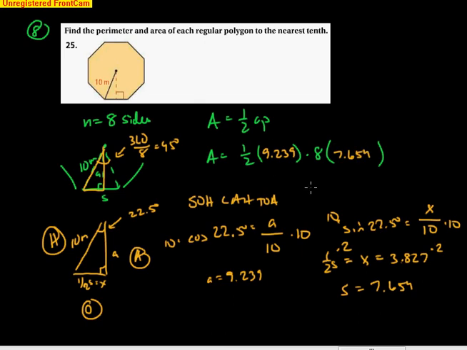So, when I plug this into my calculator, 0.5 times 9.239 times 8 times 7.654, I get 282.9. And that would be meters squared. So there you go. So again, these problems are a little bit longer, but there's a process. Just make sure you practice the process and life should be good.